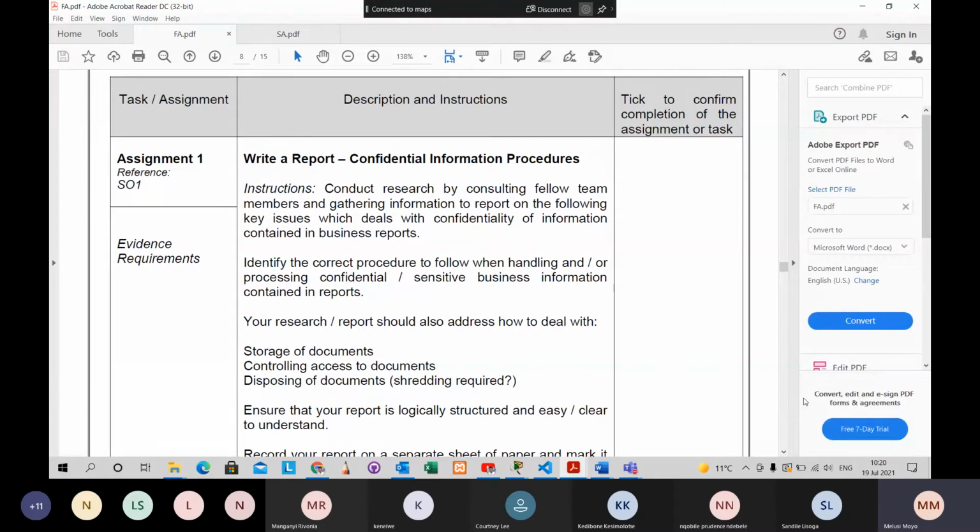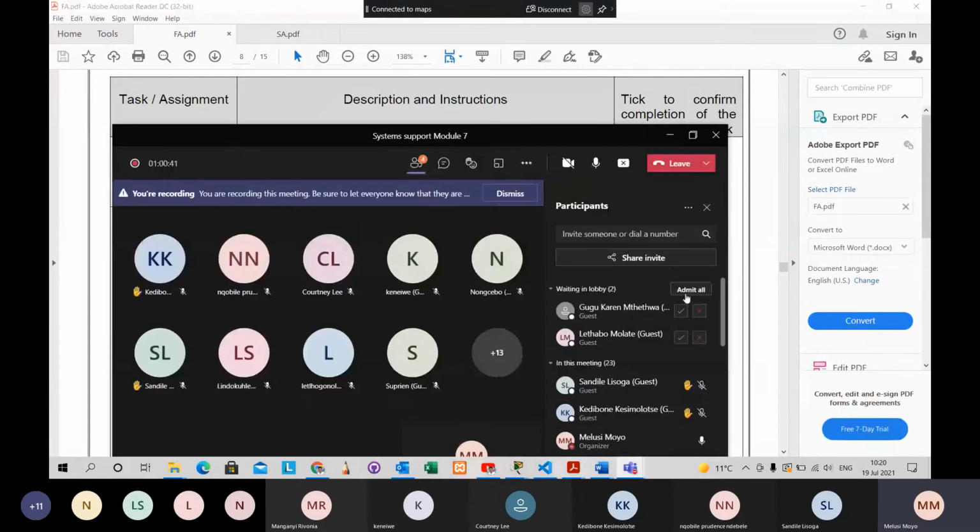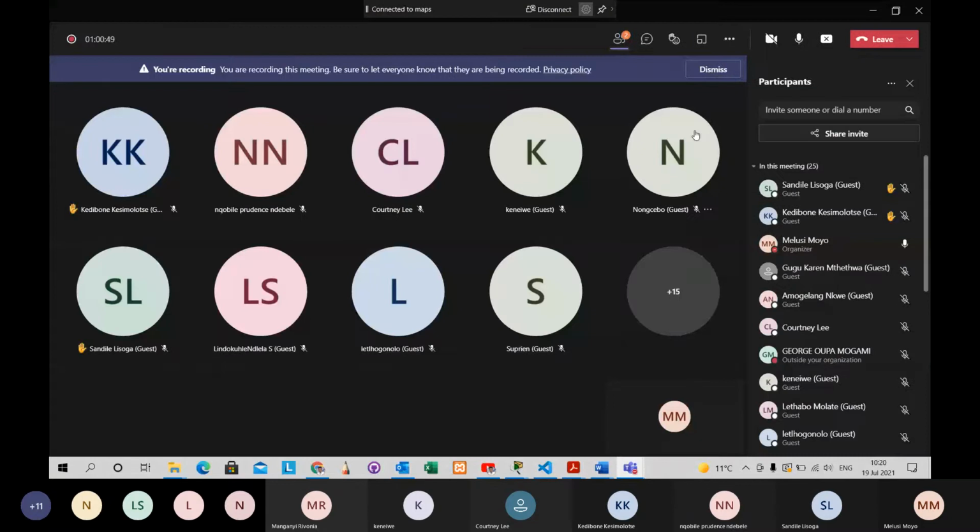So what do you think is the best way of disposing of data that you no longer need? Okay, Kidibone, your hand is up. Kidibone? Yes, Melissa, I can hear you.